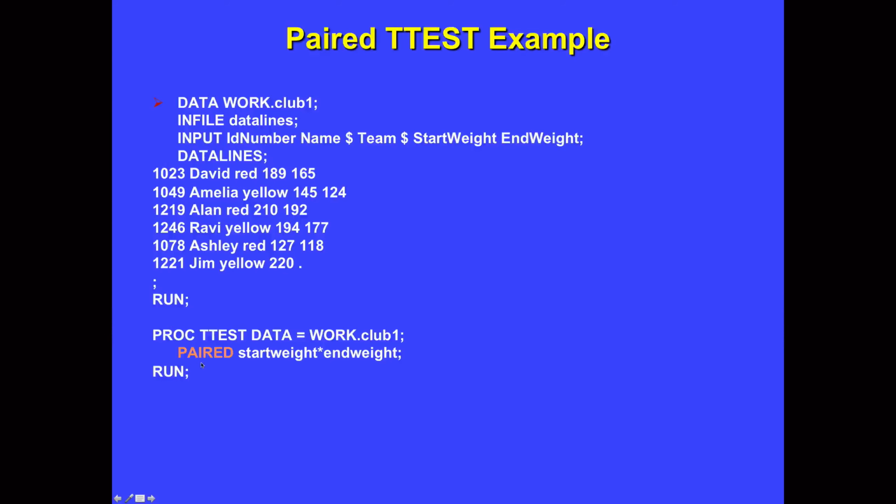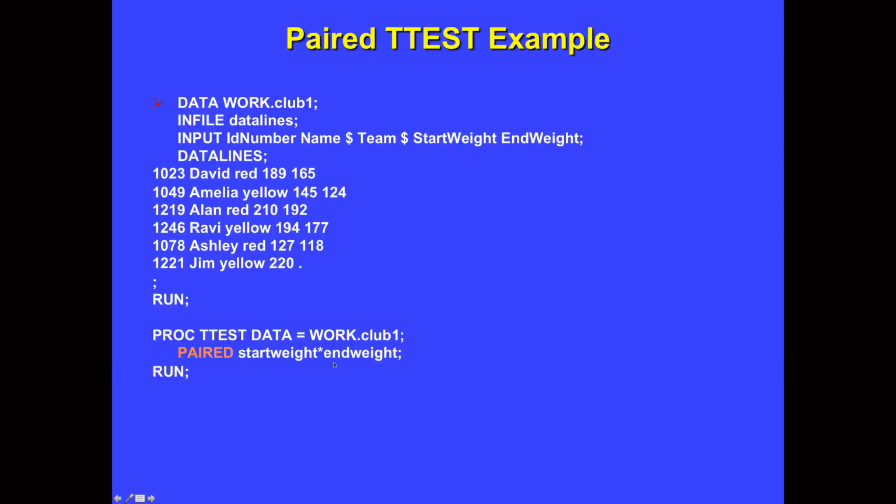For a paired t-test, you need to specify a paired statement. In the paired statement, you cross the two variables of interest connected with an asterisk. These variables correspond to the continuous variable that you want to assess change in. So you have to make sure that your data set is structured such that you have one variable that corresponds to the start weight and one variable that corresponds to the end weight.